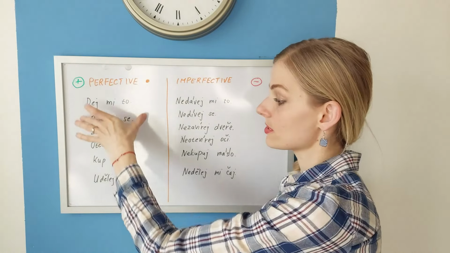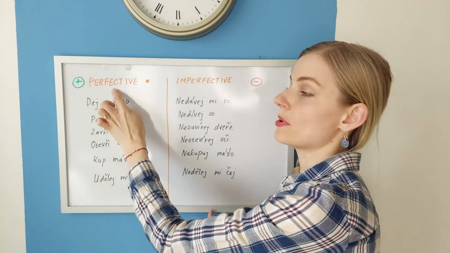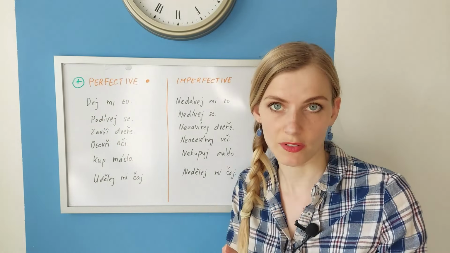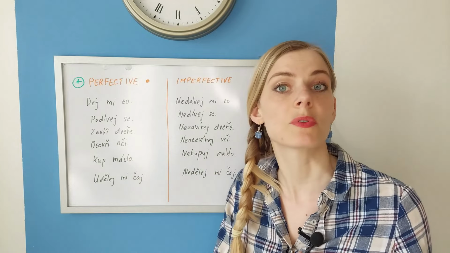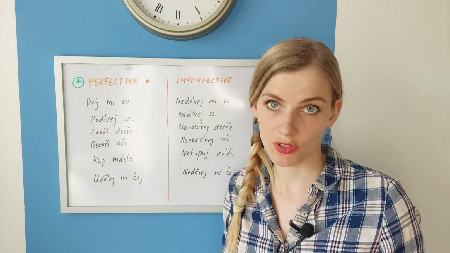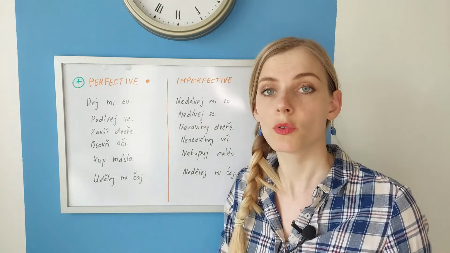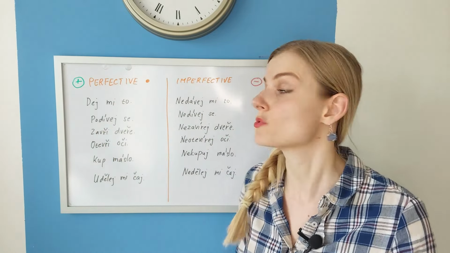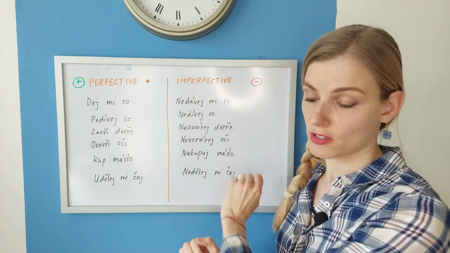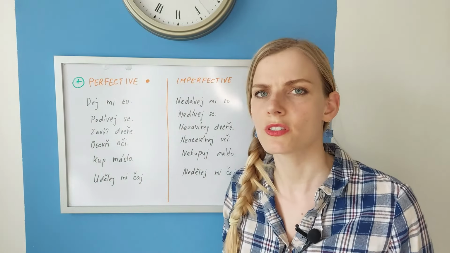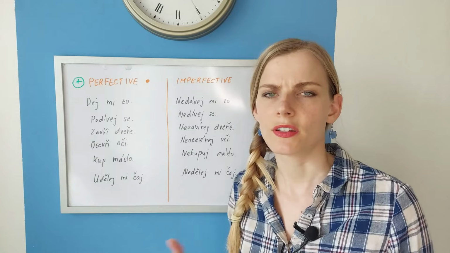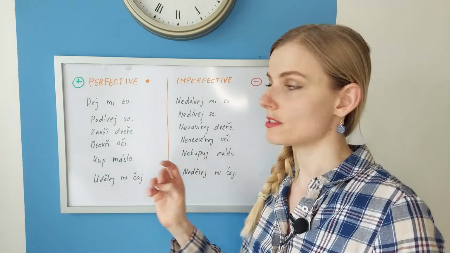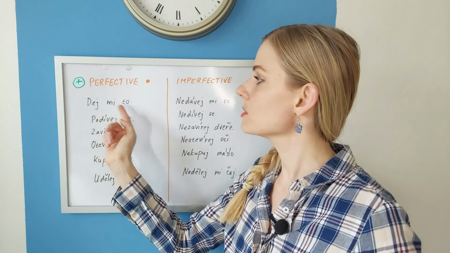Here we have a positive imperative with a perfective verb. Remember, the affirmative or the positive imperative can be both with perfective or imperfective verbs. Depends what we want to say. But in this section, I'm only going to give you examples with the perfective verbs so you see how that works. By the way, if you want to see what the perfective and imperfective verbs are, you can watch my video on this topic. Let's see. The first example. Dej mi to.